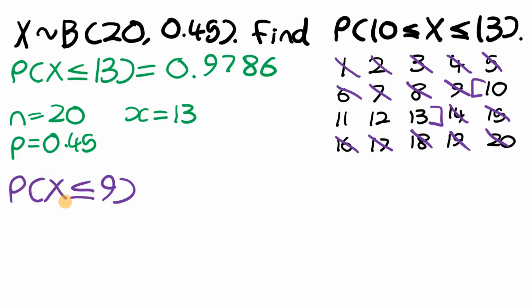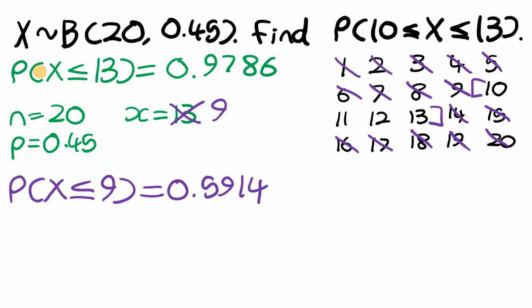So what we're going to do is find this probability here that x is less than or equal to 9. This is going to be the same as before, where n is equal to 20, p is equal to 0.45, but this time x is equal to 9. If you put this into your calculator, this is equal to 0.5914.